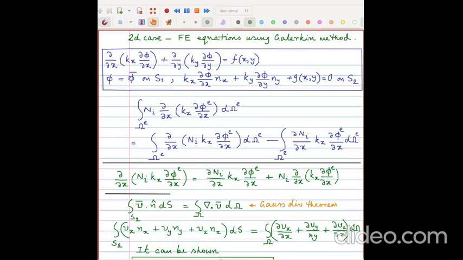Now we are studying the same quasi-harmonic equation. The only difference is that now this is the domain. Over the domain, it's the 2D domain now. So this is omega.